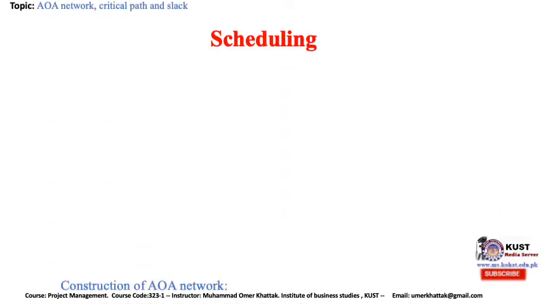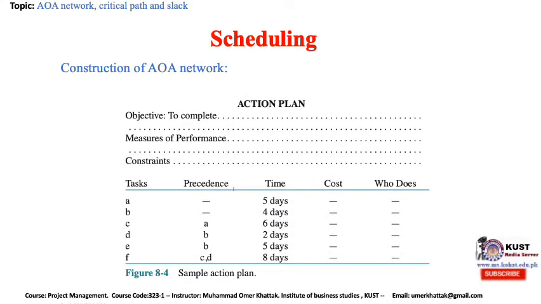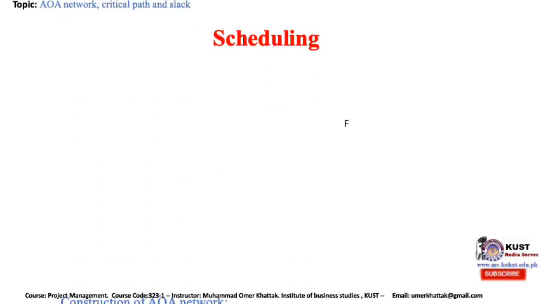Again, we look at the same action plan that we looked at before, where we have activities from A to F, with A and B having no predecessors, and activity C having activity A as predecessor, while activity D follows B and E follows B, while activity F can only be completed once C and D have been completed. Now let's try and construct the activity on arrow network.